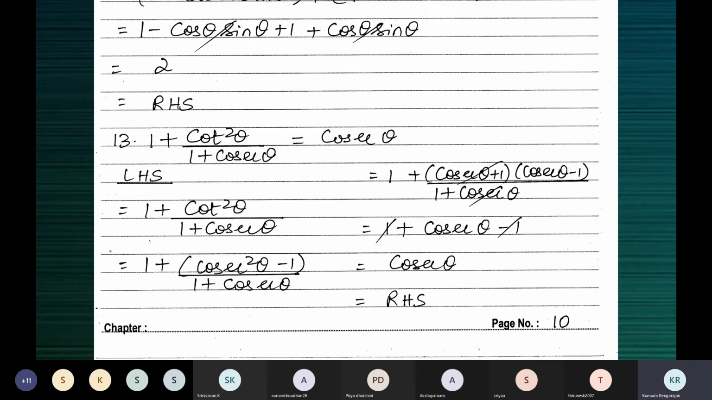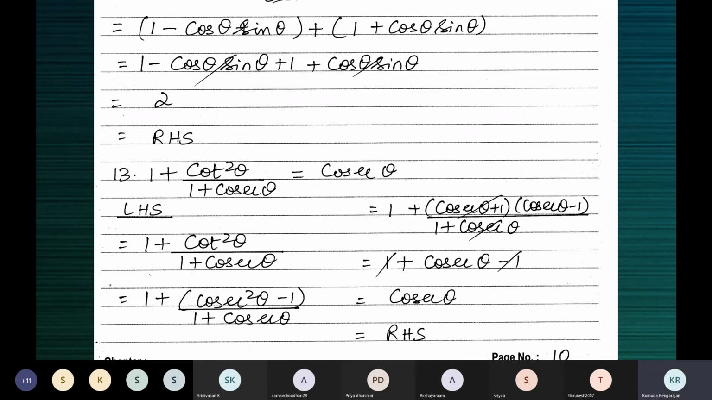We write cot square theta as cosecant square theta minus 1, which is like a square minus b square. So a plus b into a minus b. I think you should understand this.